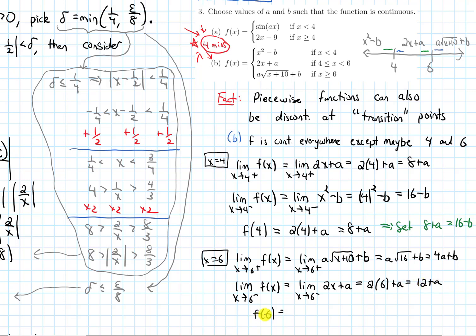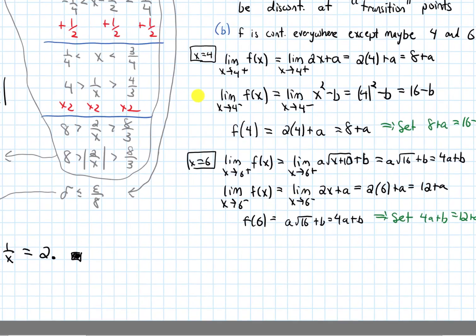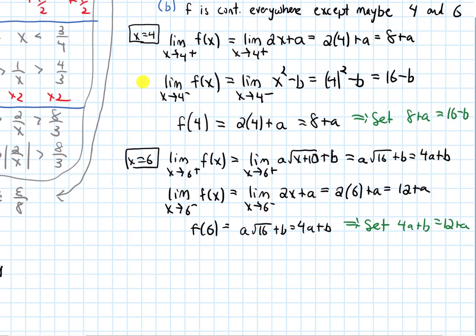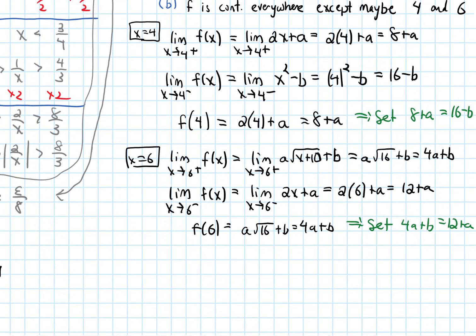And then finally, plugging 6 into my function, we would plug in the bottom piece, because that's where x is equal to 6. But that would give us the same square root expression. It would give us a times root 16 plus b, which is 4a plus b. So we need to set these three things equal as well. So let's set the 4a plus b equal to the 12 plus a. And what this gives us now is two equations. So we have a system of equations.